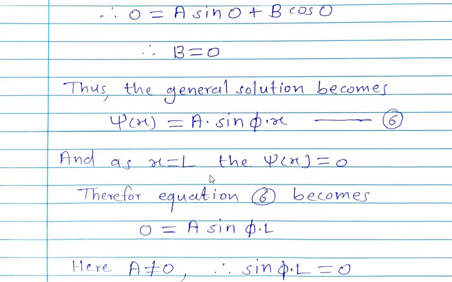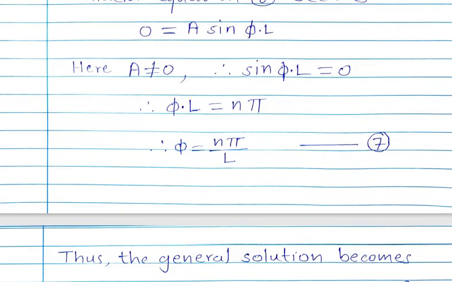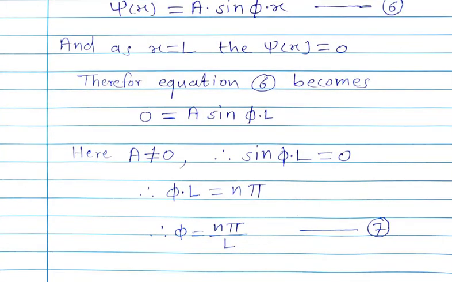Then this implies that this sine of phi L must be equal to 0. And now if sine of phi L is equal to 0, this indicates that the value of phi into L must be equal to n pi. Only then its sine comes out to be 0. Therefore phi comes out to be n pi by L.